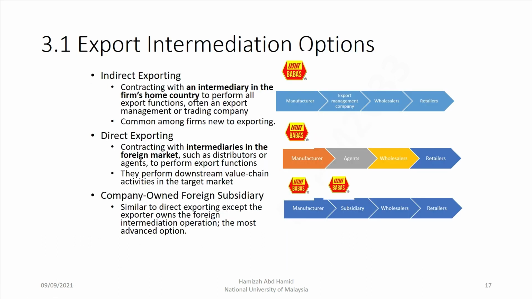For export intermediation options, Babas boleh pilih indirect exporting. This is when they have contract with an intermediary in their home country. So this intermediary atau orang tengah akan perform all export functions. Usually this intermediary is an export management or trading company. Maknanya company dia akan handle banyak produk-produk lain pada masa yang sama. So this is more common among firms new to exporting.